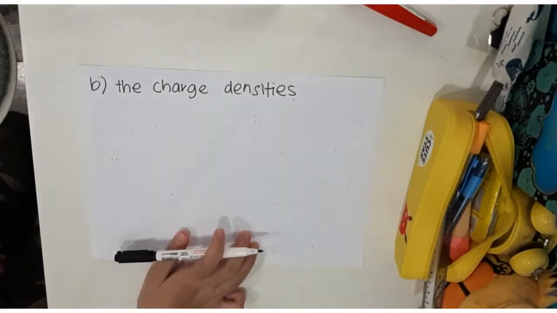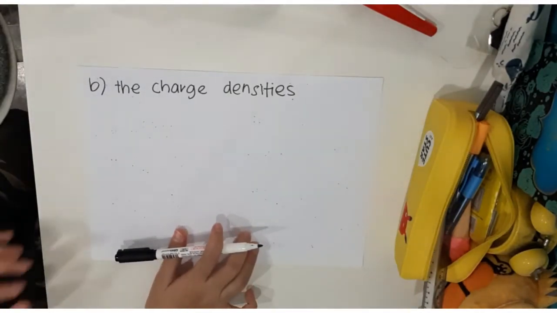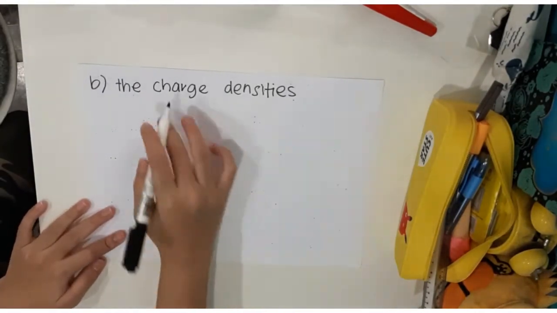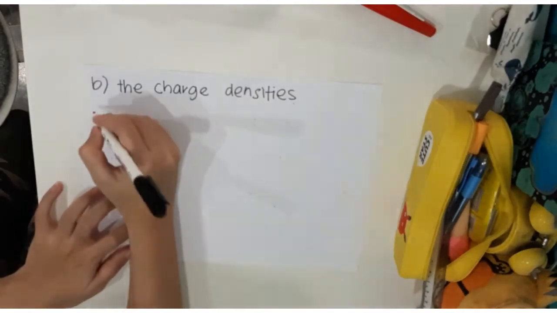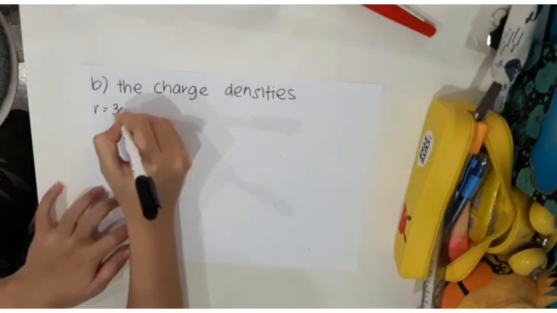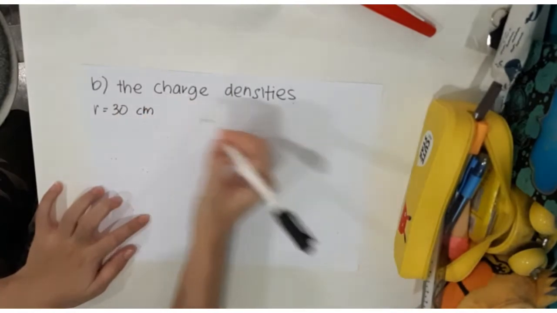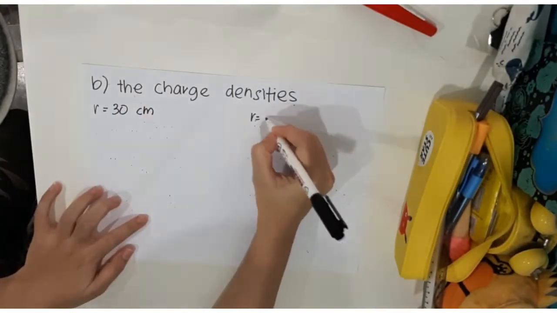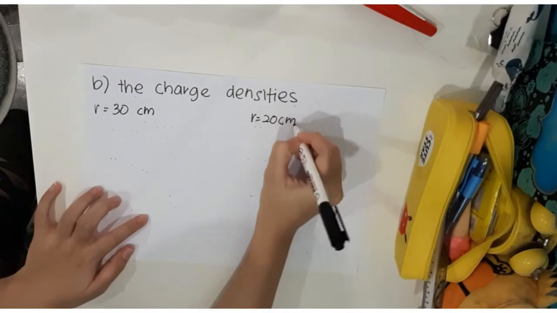Now for question B, they want us to find the charge densities. Note that we have R equal to 30 centimeter and we have R equal to 20 centimeter.